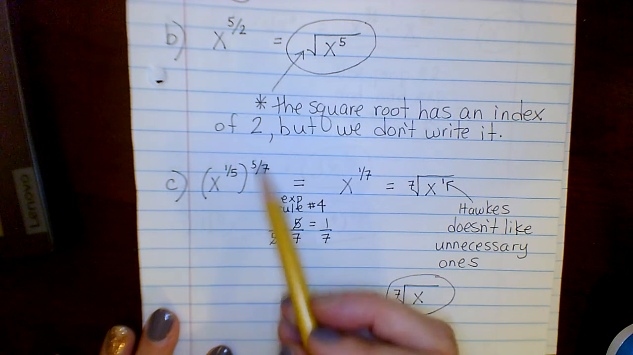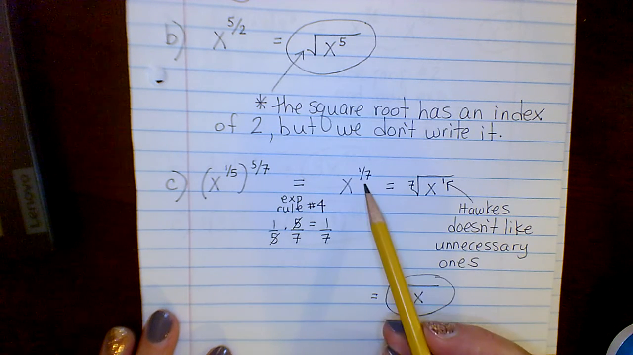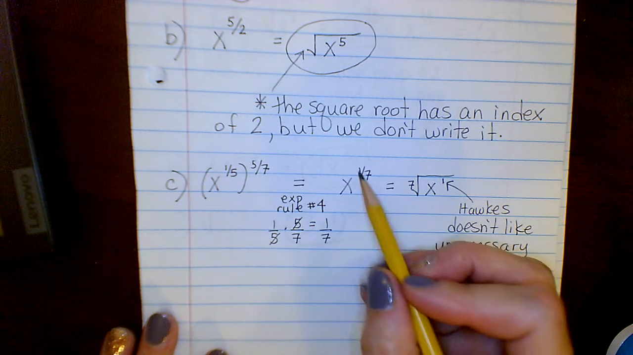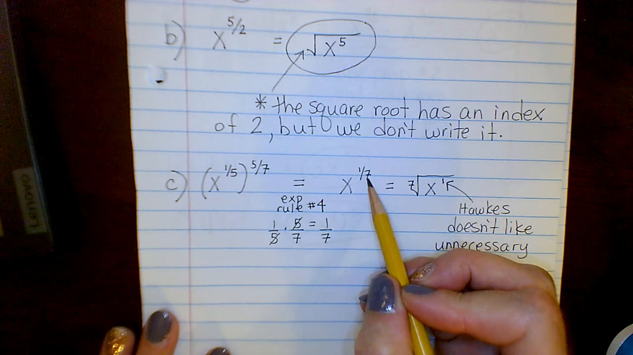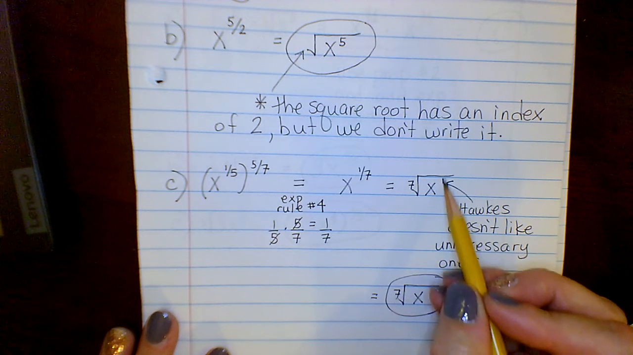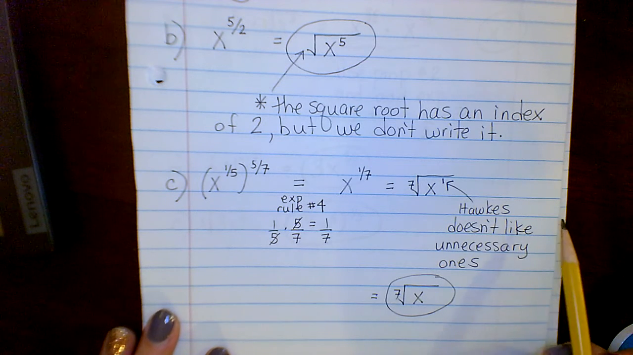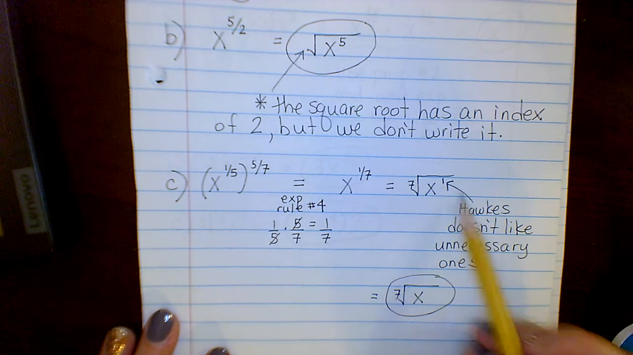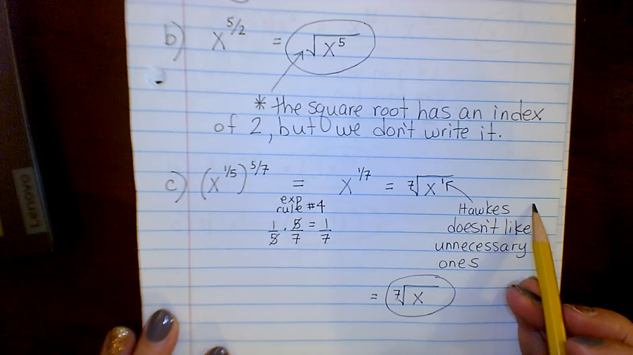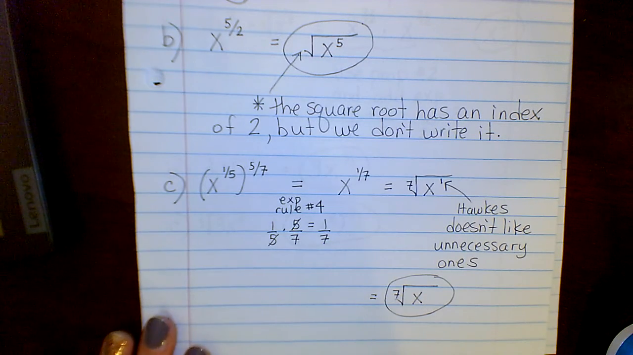So I end up with this product simplifying to just be 1/7, which is exponent over root. That's the same thing as the 7th root of x to the first power. Now, Hawks does not like unnecessary ones. So if you try to write it like this, Hawks is going to tell you to simplify your answer further. So that means you just need to write it without that 1.